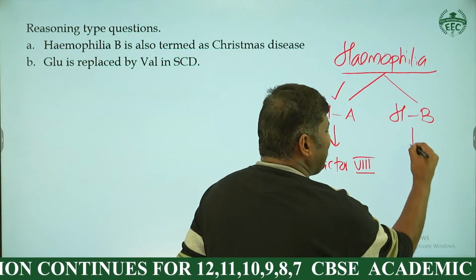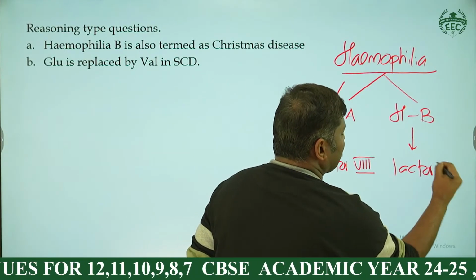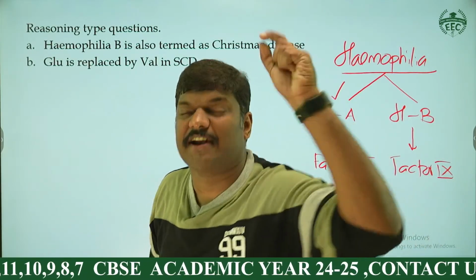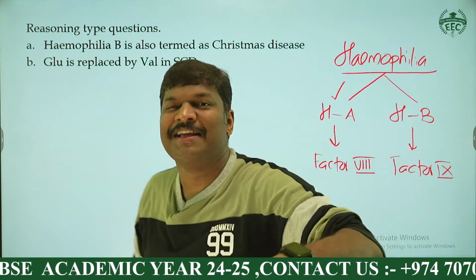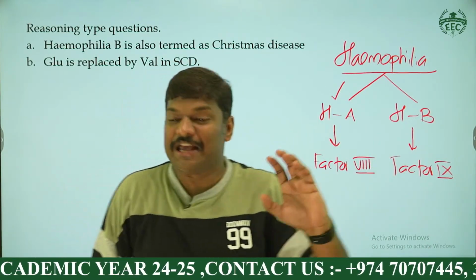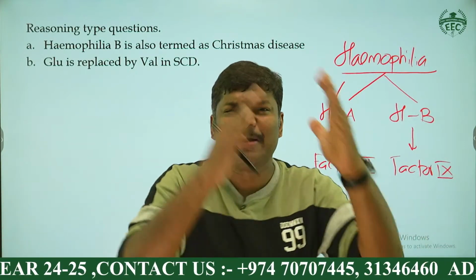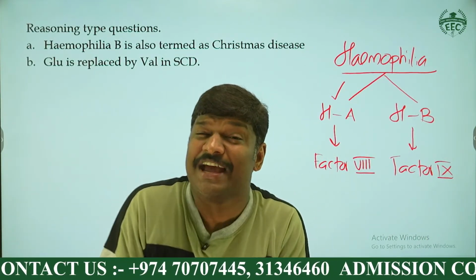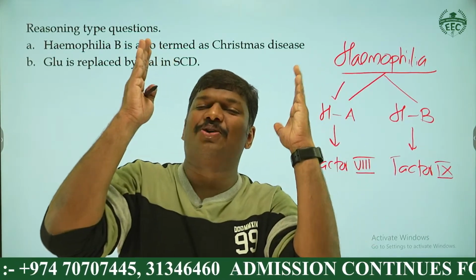What is hemophilia B, my dear student? It is factor 9. Look at the board, my dear student. If a person is having a problem with factor 9, that is leading into a condition called hemophilia B. So what are the two hemophilia? Hemophilia A and hemophilia B. Hemophilia A is due to a disorder in factor 8, and hemophilia B is due to a disorder in factor 9.